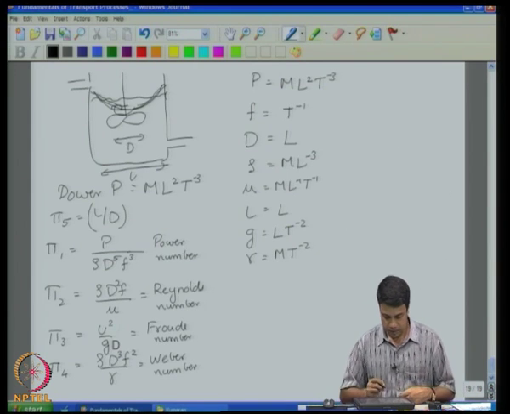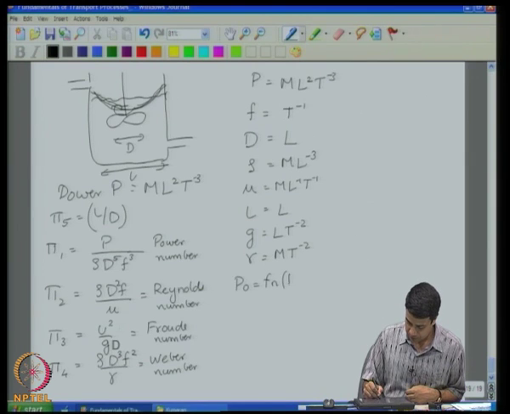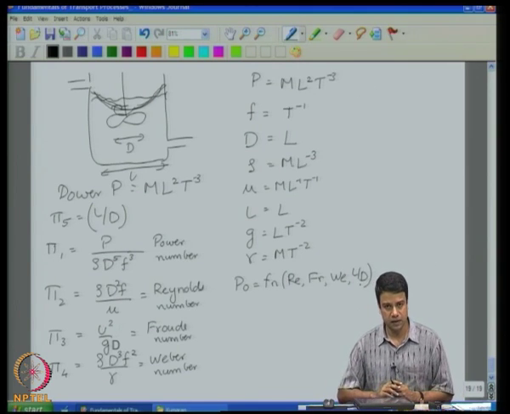So, I will finally get the power number is equal to some function of Reynolds number, Froude number, Weber number and L by D. So, that is the final relationship that I will get. And then further scaling will depend upon what these parameters are.